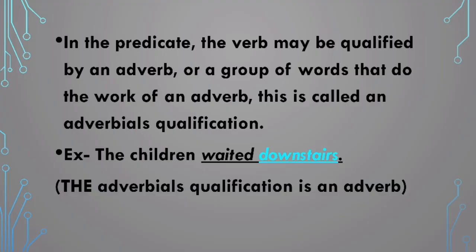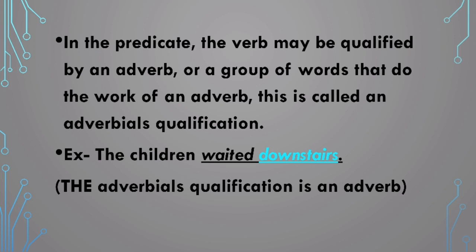Okay. In the predicate, the verb may be qualified by an adverb. Acha, you all know what are adverbs? They qualify a verb. Okay. Or a group of words that do the action or work of an adverb. And this is called adverbial qualification because you are qualifying that verb.